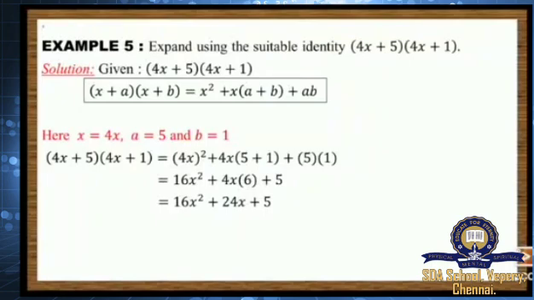Example number 5. Expand using the suitable identity 4x plus 5 into 4x plus 1. So students, can we use the identity a plus b the whole square here? No, we can't use, right? Because in order to use the identity a plus b the whole square, both the terms should be equal. So here we have 5 and here we have 1. So we cannot club these two terms and we cannot apply the formula a plus b the whole square.